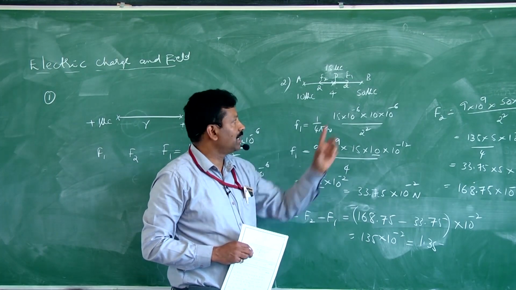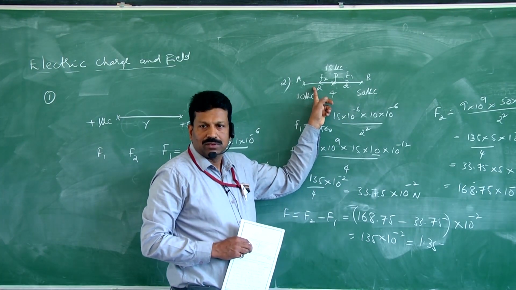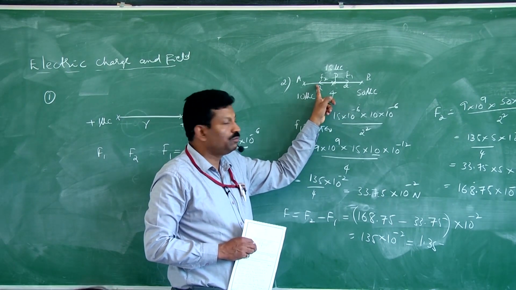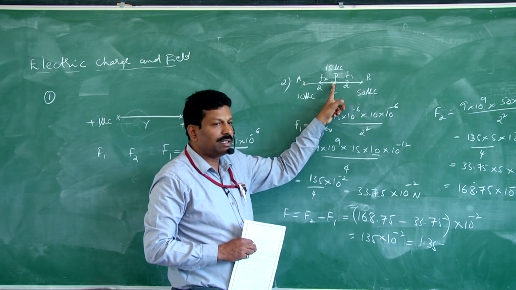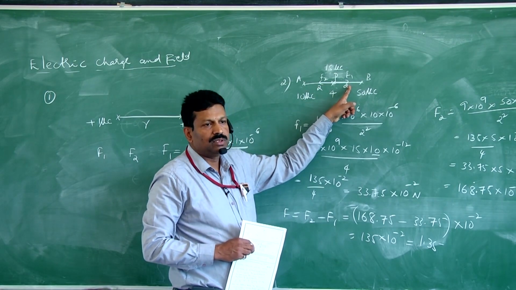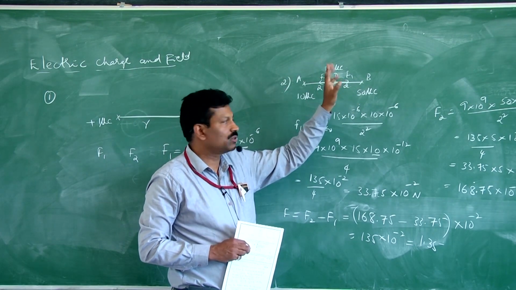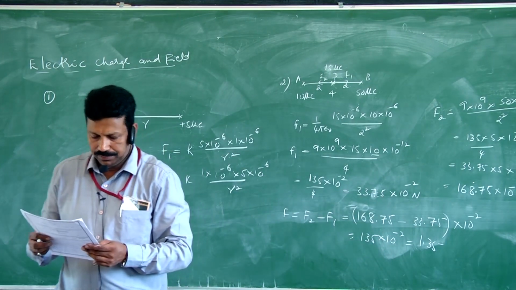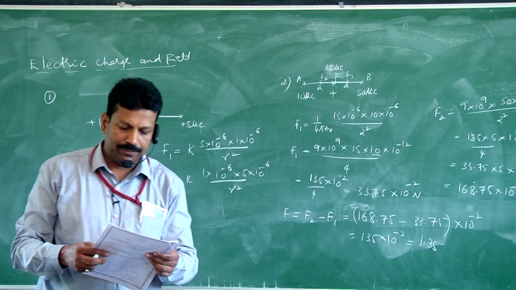PA. Again, this side force is more, na? The direction along PA is more, correct? So, since the force in this direction is larger, this is the larger force and this is the smaller force. We are subtracting the smaller force from the larger force. So, net force is in this direction. Therefore, 1.35 along PA.